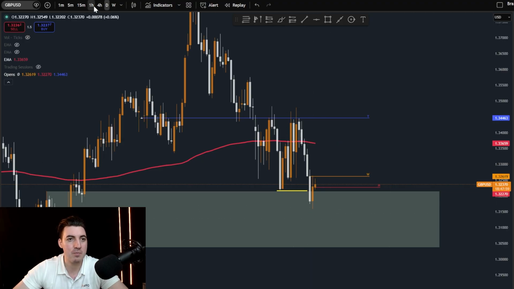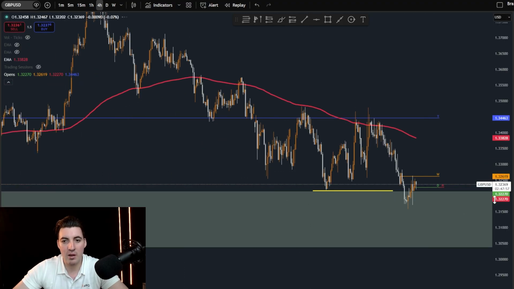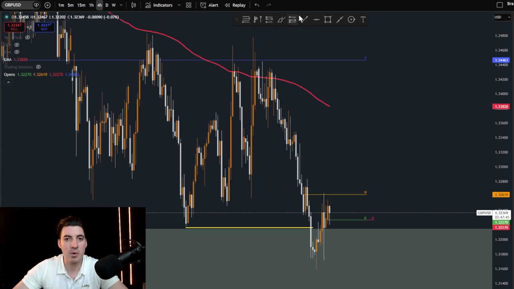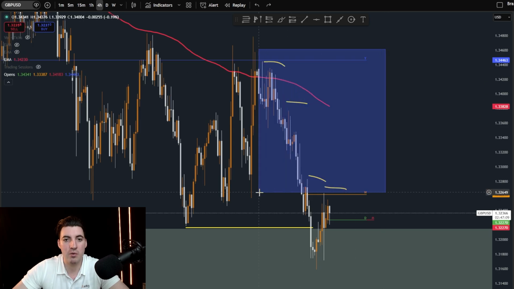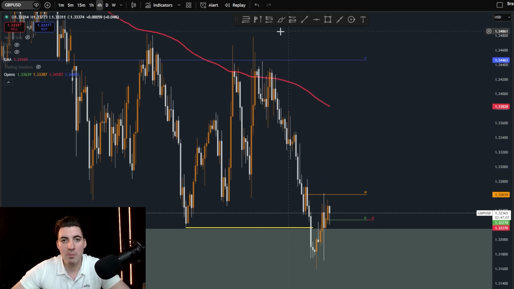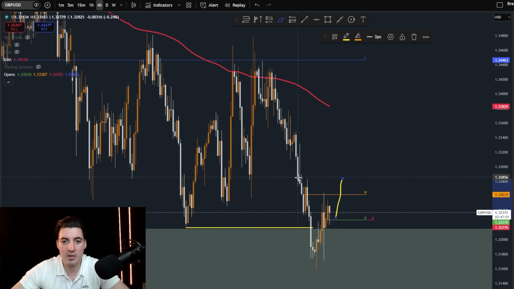within this demand zone. If we drop down to a lower time frame, again, we can see that the price has moved lower and lower, producing these lower highs here. And so we can see that we are definitely in a downtrend. So today I'll likely be looking for short positions. What I may also be looking to do is a slight long position, potentially targeting some of the liquidity that is potentially resting up here.